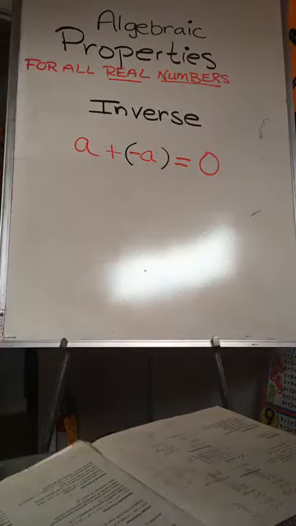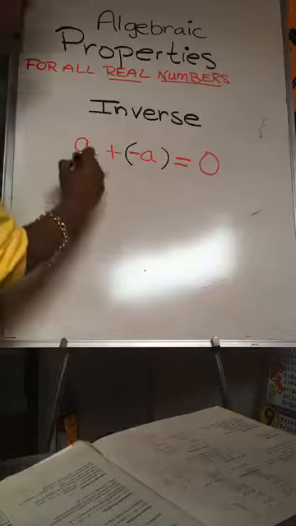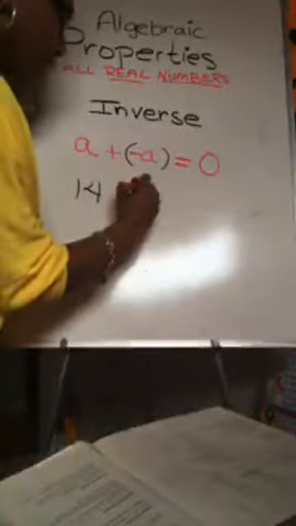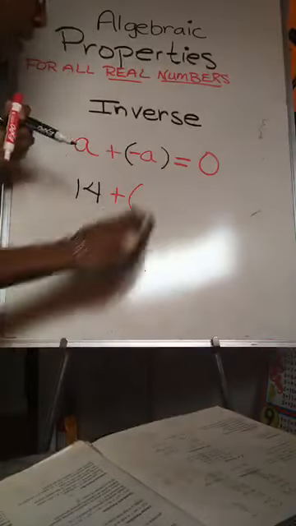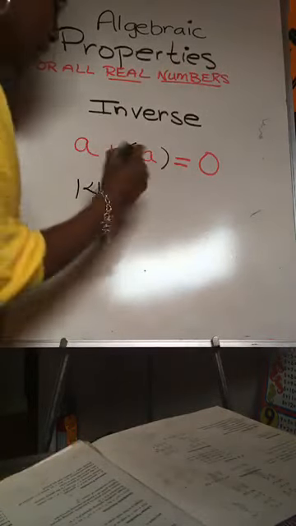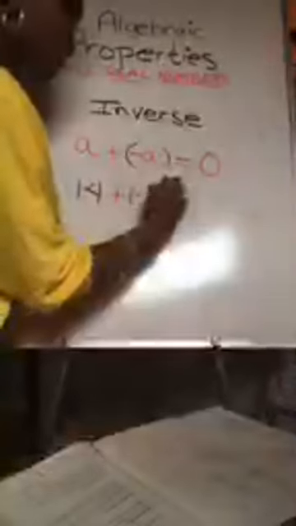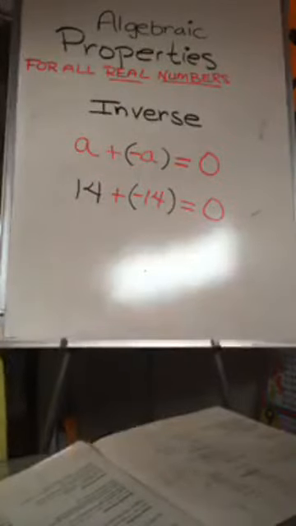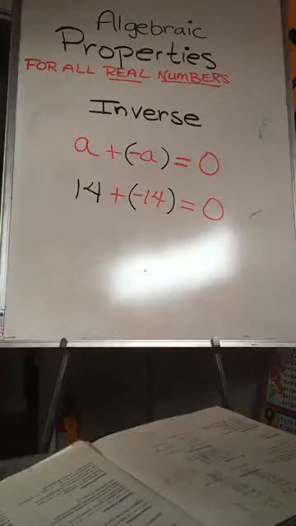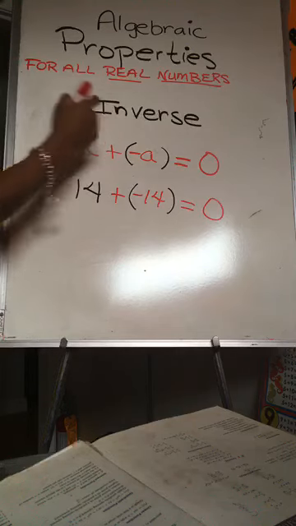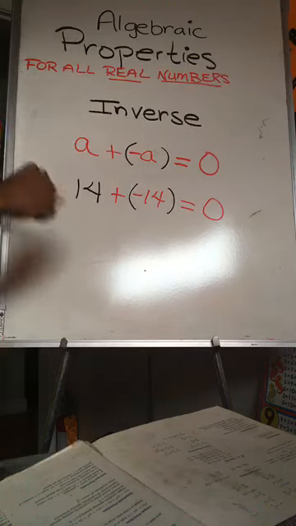Okay, let's use 14 plus a negative 14. What are we going to have? 0. It's just saying 14 minus 14, which is 0. All right? Very simple. Now, let's go to the other inverse for multiplication.